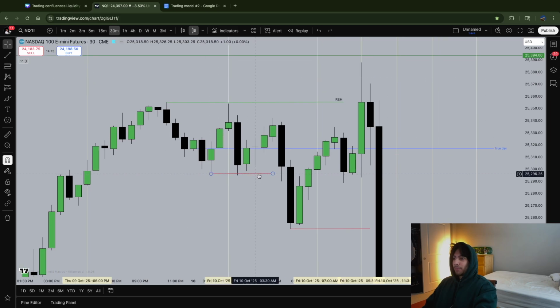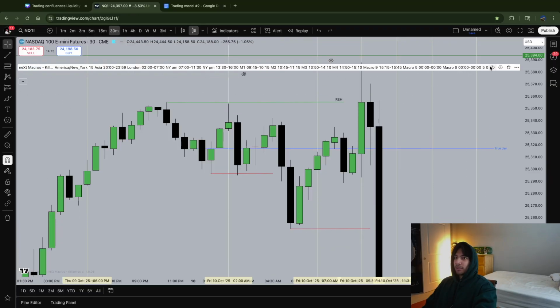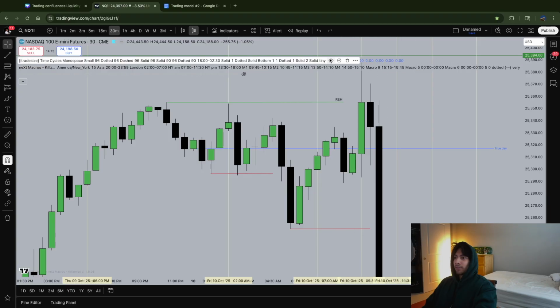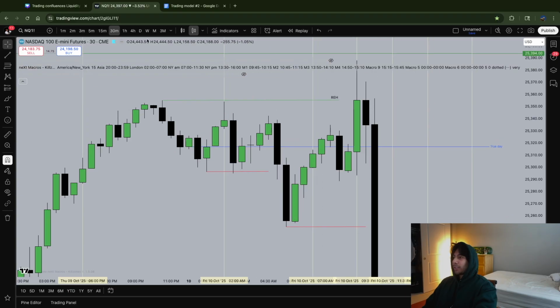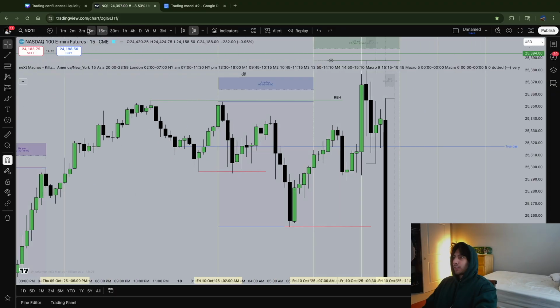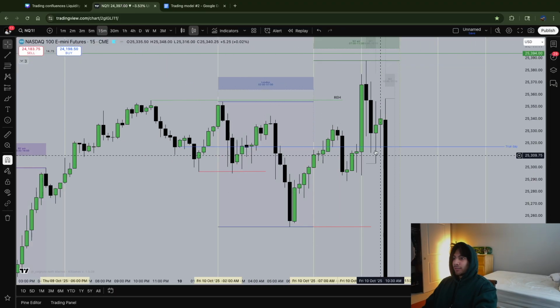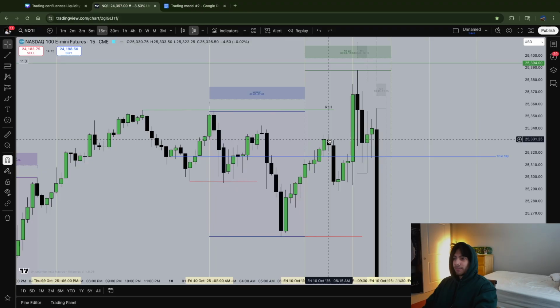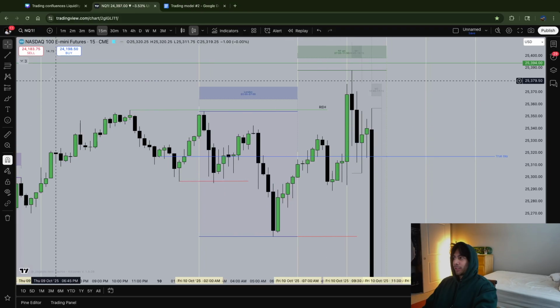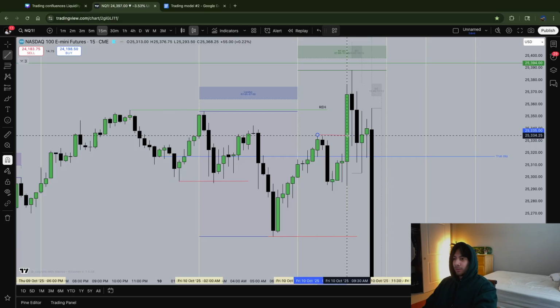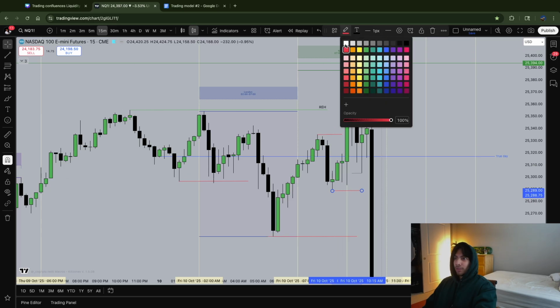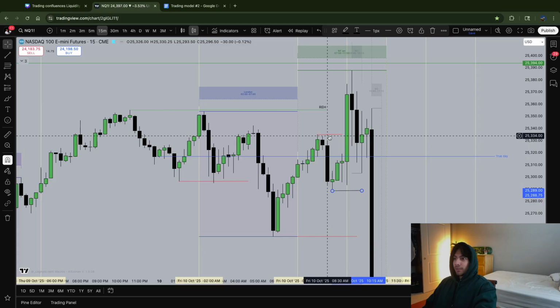Then we sweep, we retrace, displace lower, and this is in London. So we're displacing lower in London. Okay, that's not showing up because I'm not on the 15. Right, so we're displacing in London, retracing up, and now we're displacing again in the pre-market. So we have our initial high and low, which is 7 to 9:30. Initial high and low, right there.